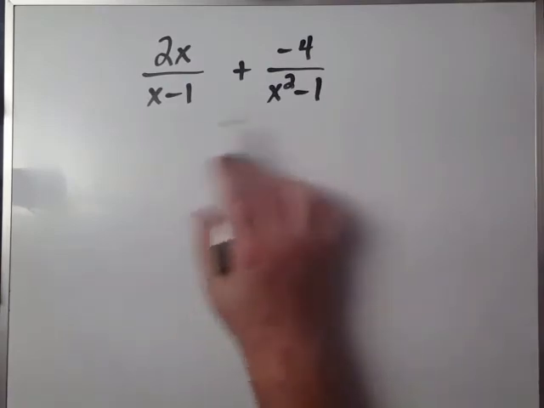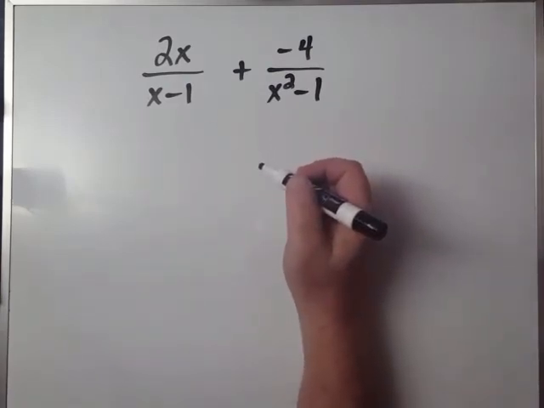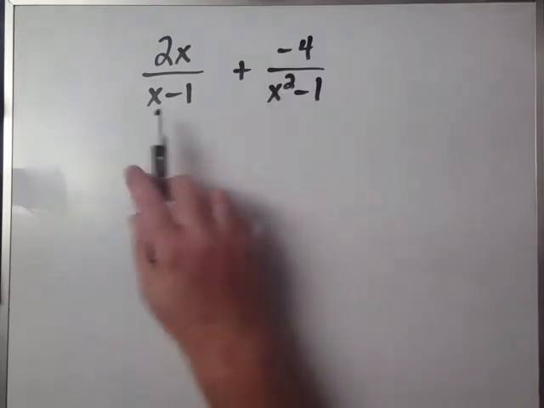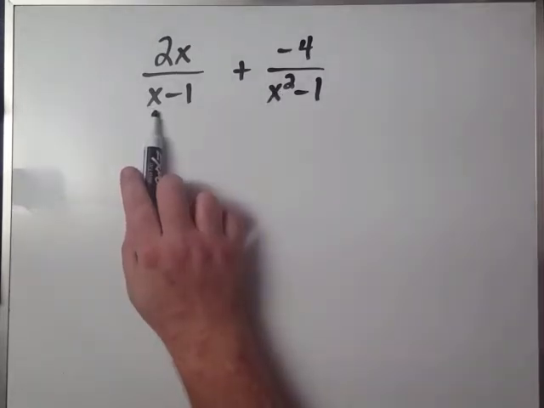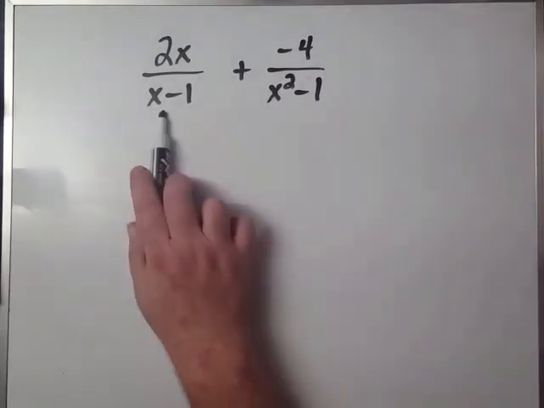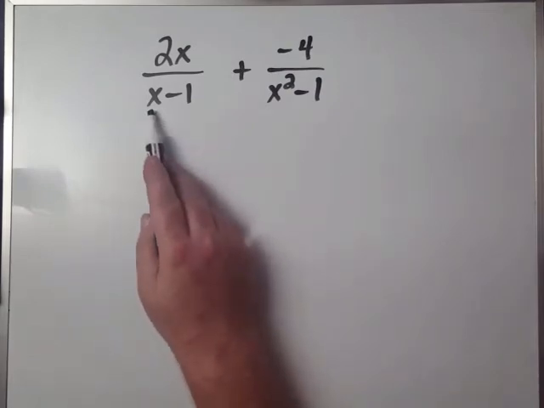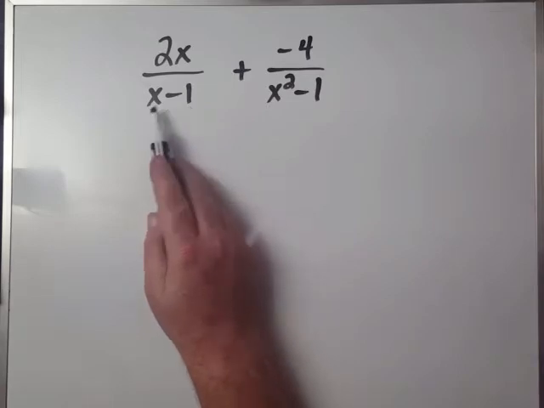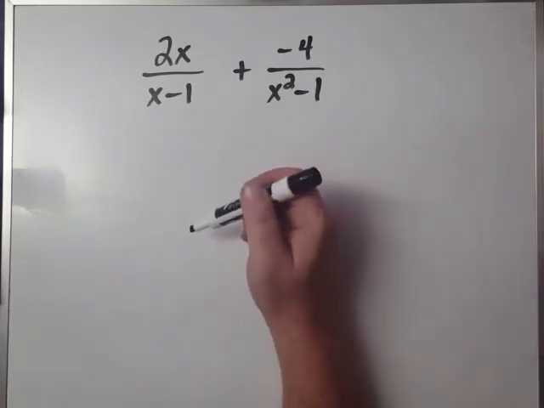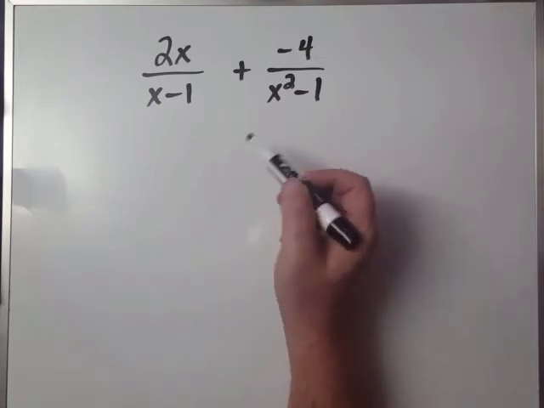Now, I've seen students look at a problem like this and say, well, I just need one more x in this first denominator and I'll have a common denominator. Well, you can't just shove one more x in there without distributing, which would make it a much different denominator than that second fraction. Let's follow the steps.